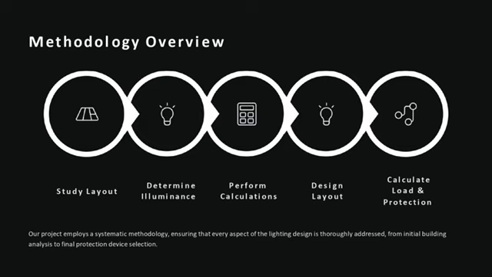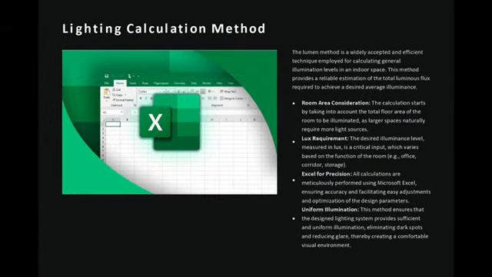We have study layout, determine illuminance, perform calculation, design layout, and calculate load and protection. Our project employs a systematic methodology ensuring that every aspect of the lighting design is thoroughly addressed, from initial building analysis to final protection device selection. Lighting calculation method: the lumen method is a widely accepted and efficient technique employed for calculating general illumination levels in an indoor space. This method provides a reliable estimation of the total luminous flux required to achieve a desired average luminance.